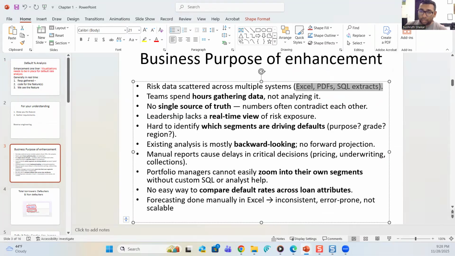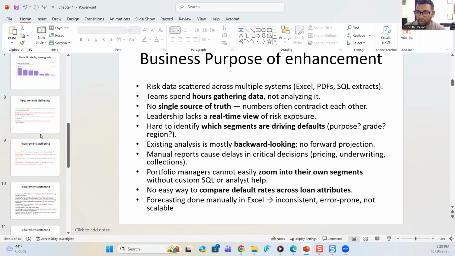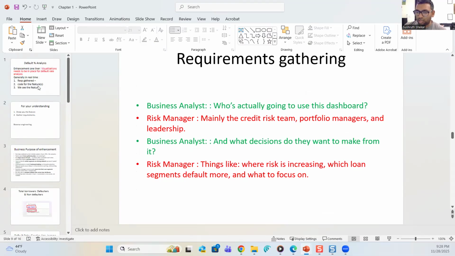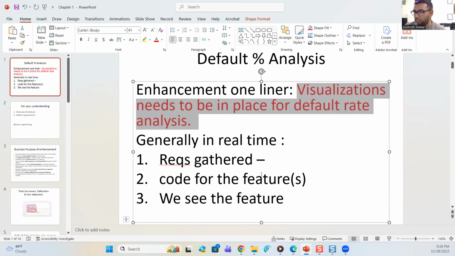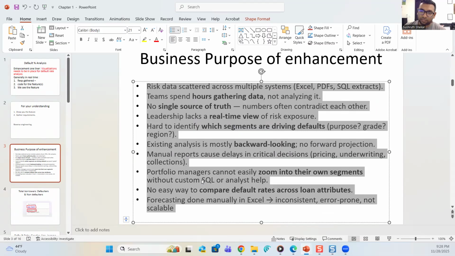So right now, as you are having this conversation with that risk manager, all you know is this one-liner: visualizations need to be in place for default rate analysis. And you know all this info because you did your analysis with an end user. Watch the analysis videos if you haven't already, after you're done watching this, so that you can understand how analysis is done.